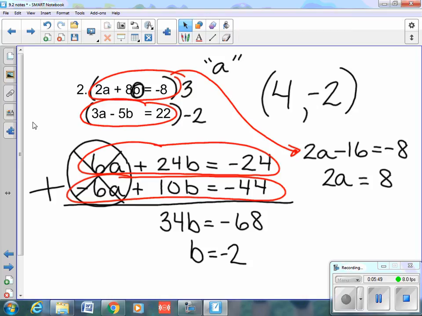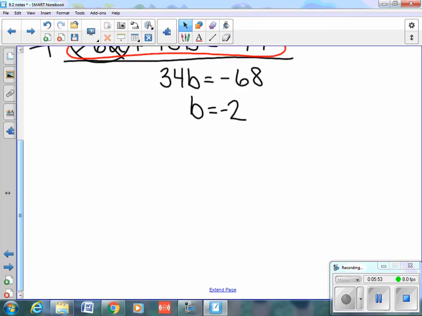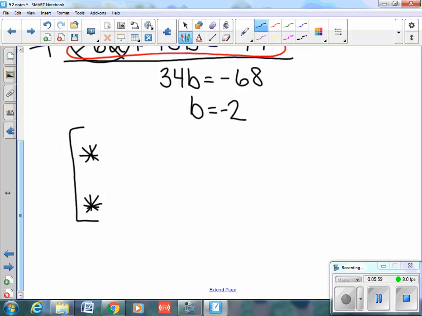Okay, the last problem. Before we go into the last problem, I need you guys to just add a little star to this. Sometimes both variables eliminate. And you'll see this also on the ACT. What happens when both variables eliminate? What do I mean by that?